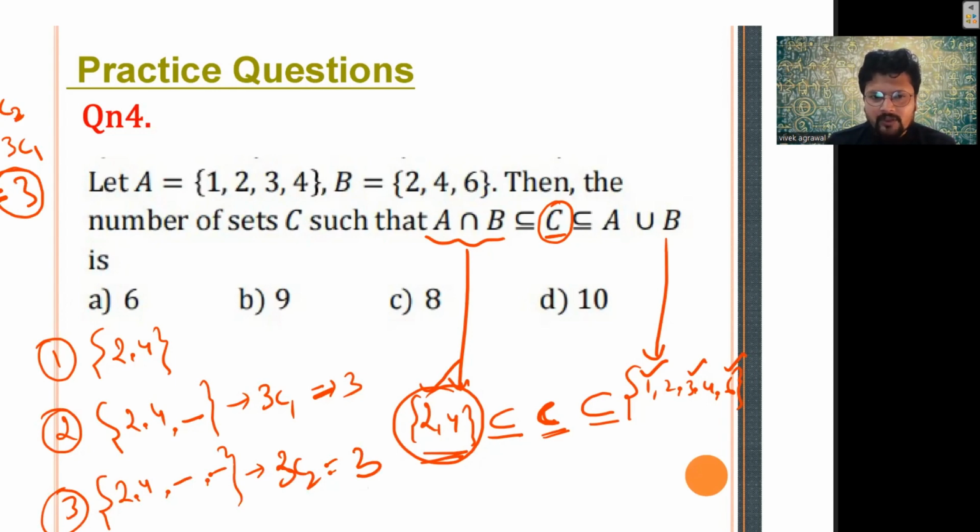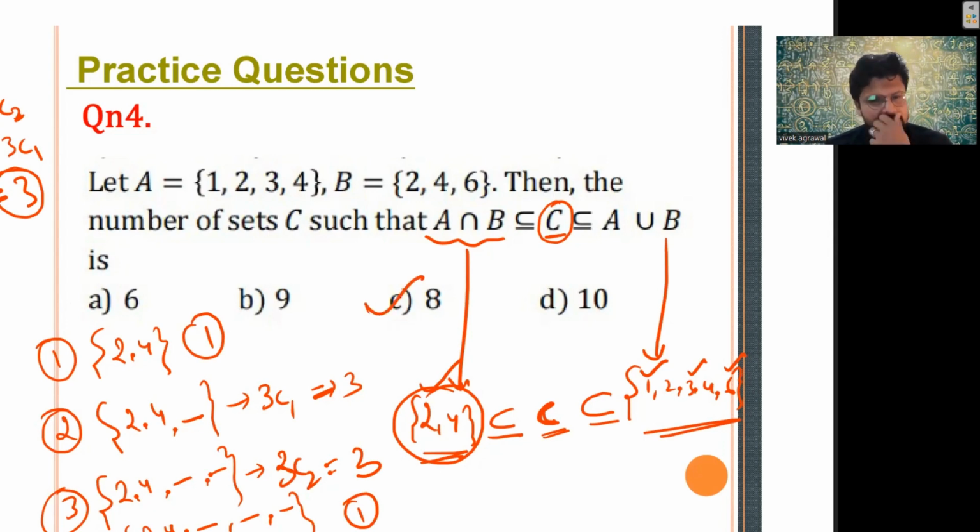Now, the fourth type of set can be where we have 2, 4, and all three extra elements together. So that will be this set itself, 1, 2, 3, 4, 6. So this is 1, this is 3, and this is 1. So total 8 sets are possible. C can be any of these 8 sets. Does anyone have any doubt in this solution? Any question?